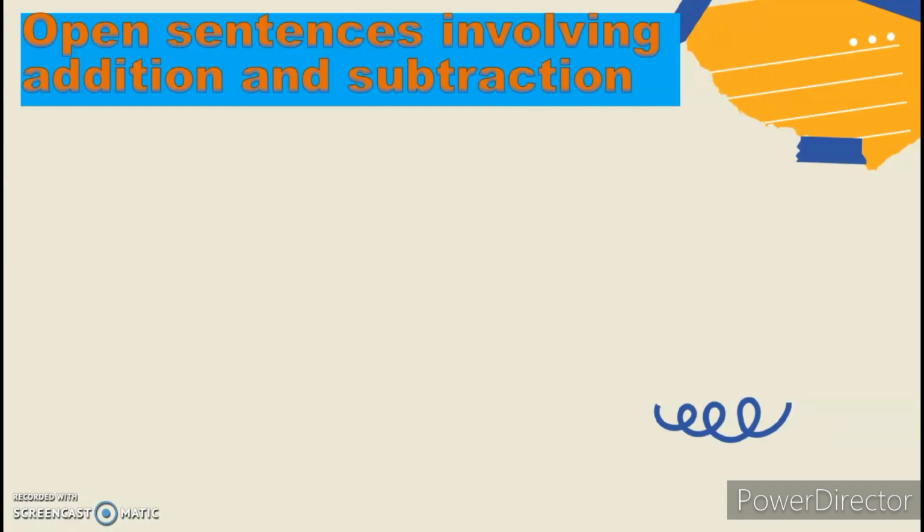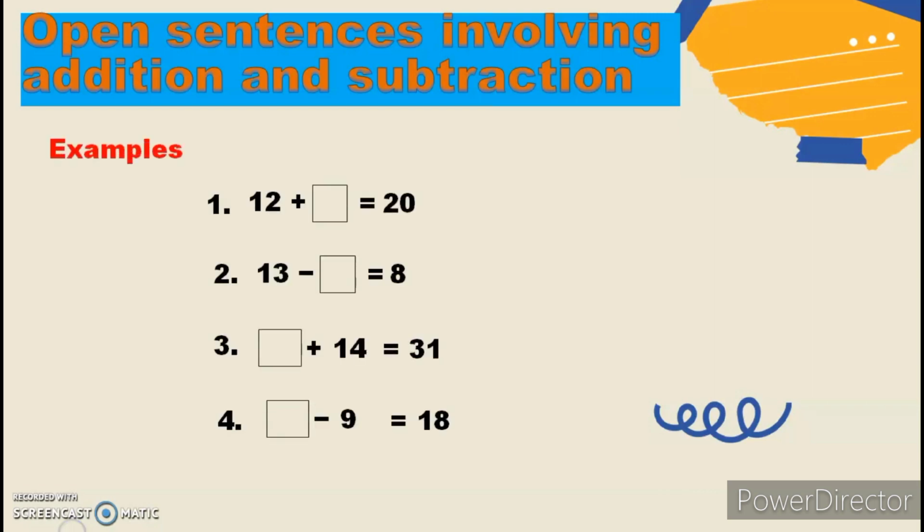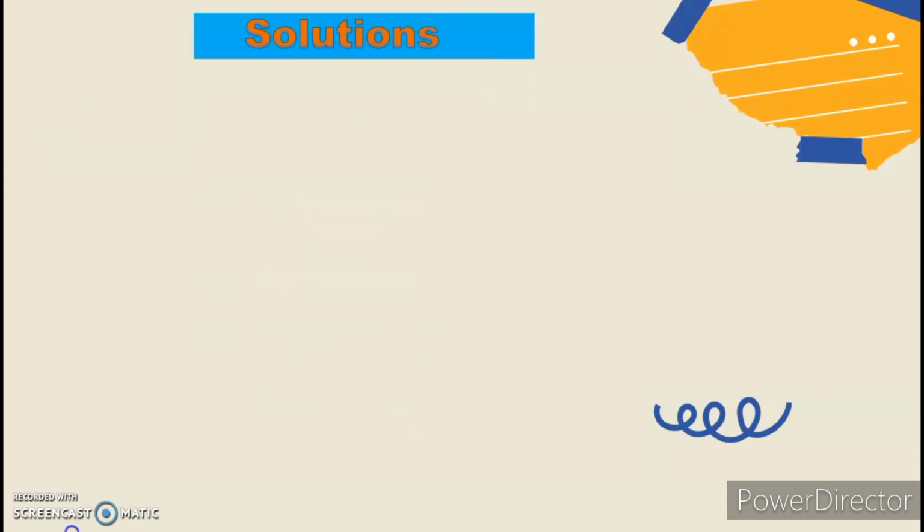So look at open sentences involving addition and subtraction. We'll take some examples on this. So this is the first example. 12 plus empty box equals 20. Now, what do you add to 12 to get 20? To do this, we can count on from 12 and see how many will be added to 12 to get 20.